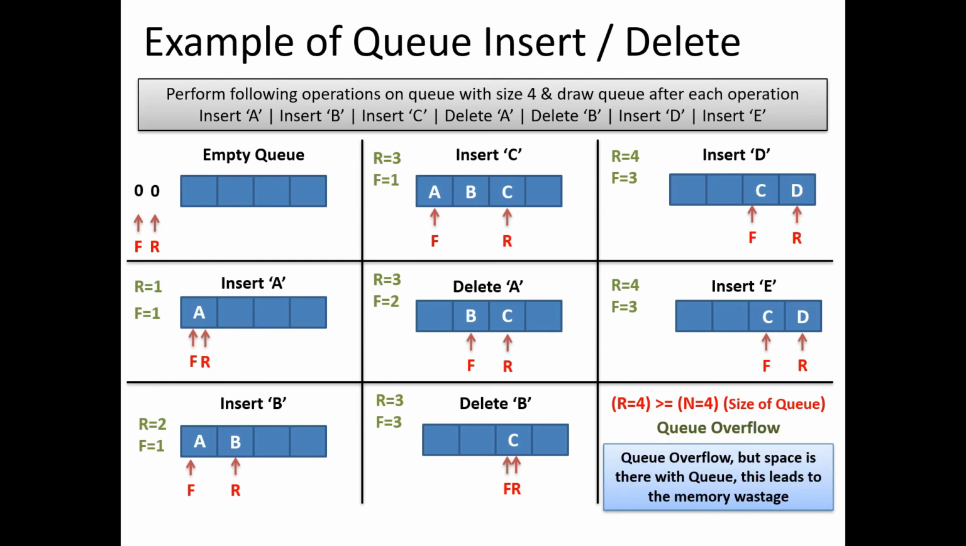So here in this Q, two spaces are there, but we can't insert element E in this position, because we can always insert an element from rear and our rear is pointed at the end of Q, that is R is equal to 4. So this is the memory wastage problem, or we can say that this is the drawback of a simple queue, and we can overcome this problem by using a circular queue.